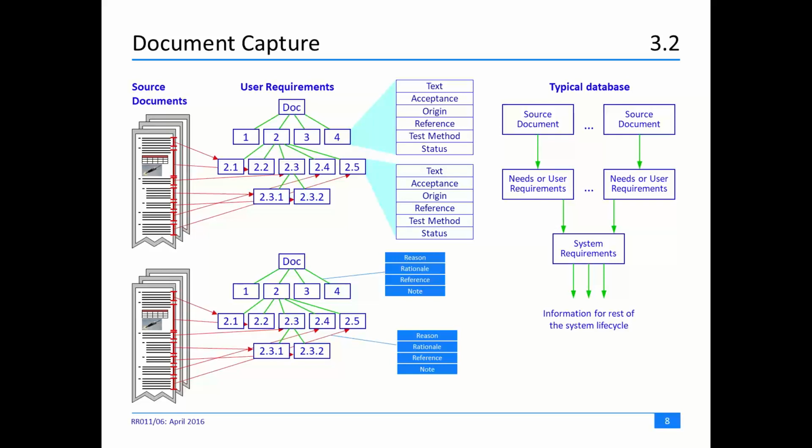And then back to the left-hand side of the slide, as the source document changes, as its author, your customer, issues a new version of that source document, then Cradle will automatically find the differences between the old and new versions of the document and show you which of the requirements that you've captured may need to change to reflect that new document version. And you can then decide if you want to accept these changes into the database or not. And if you do, then that will update some of the needs or user requirements that you've captured previously.